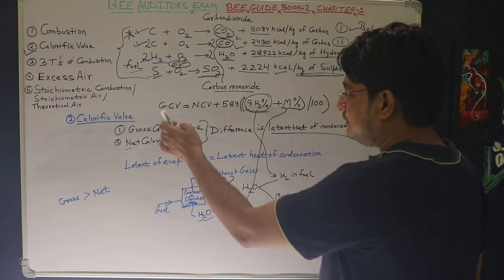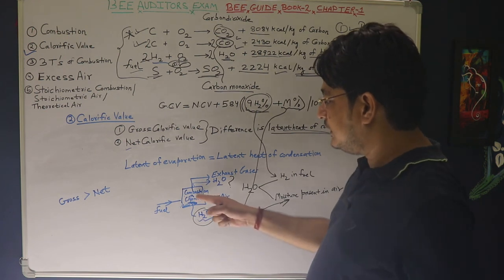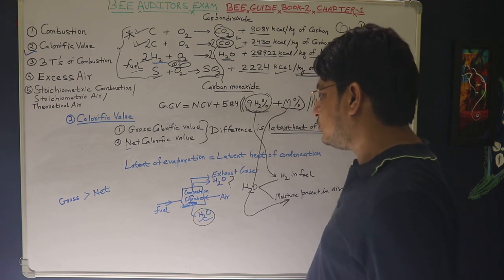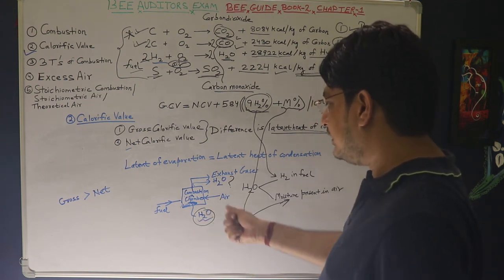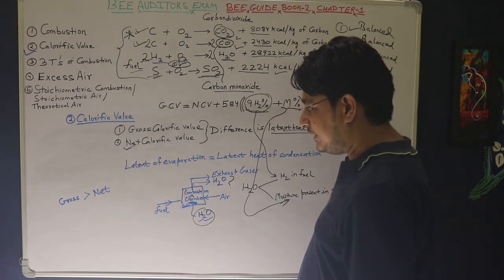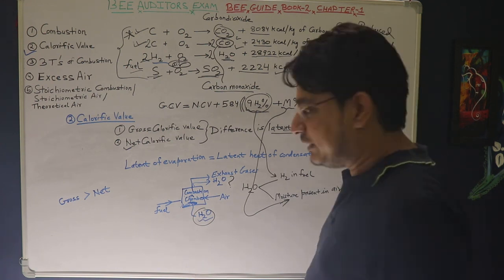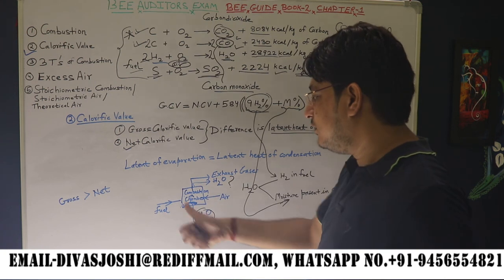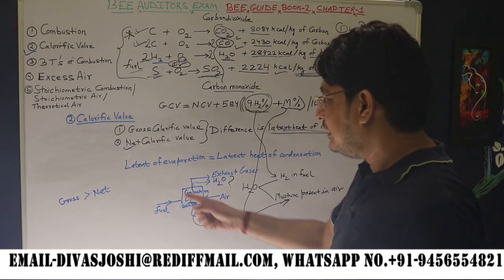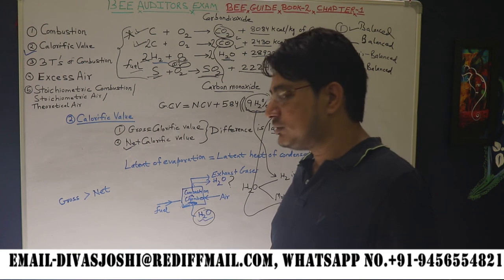So remember, the difference between the two is the latent heat of condensation of the water vapor which is getting produced in the combustion chamber. If we assume that it is leaving with the exhaust gas, the amount of energy that we will get is what is called net calorific value. And if we assume that the water vapor produced as a combustion product remains here itself, or the energy available with this water vapor is available in the combustion chamber itself, then the energy we calculate corresponds to the gross calorific value.